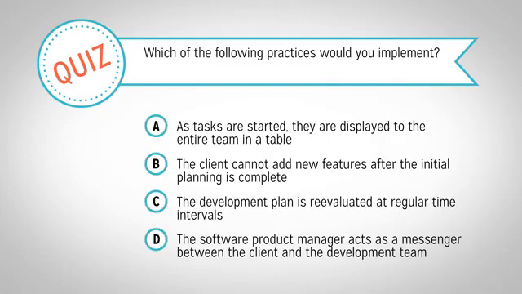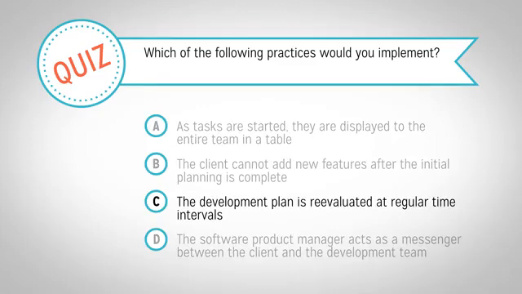If you're wanting to implement Agile practices, having a development plan that is reevaluated at regular time intervals is a good place to start. This follows the Agile value of adapting to change. Therefore, answer C is the correct answer. A is not correct, since in Agile, you want to track progress by working software or tasks completed, not tasks started. Answer B does not allow client collaboration or adapting to change. And D is incorrect, since you want your development team and client to have constant open communication.